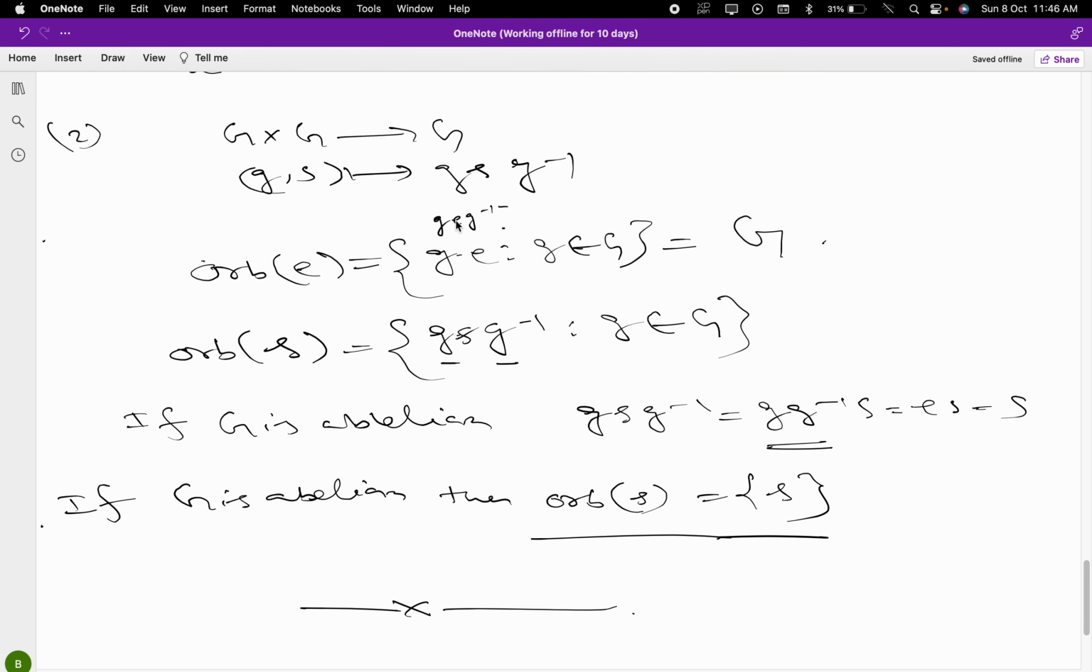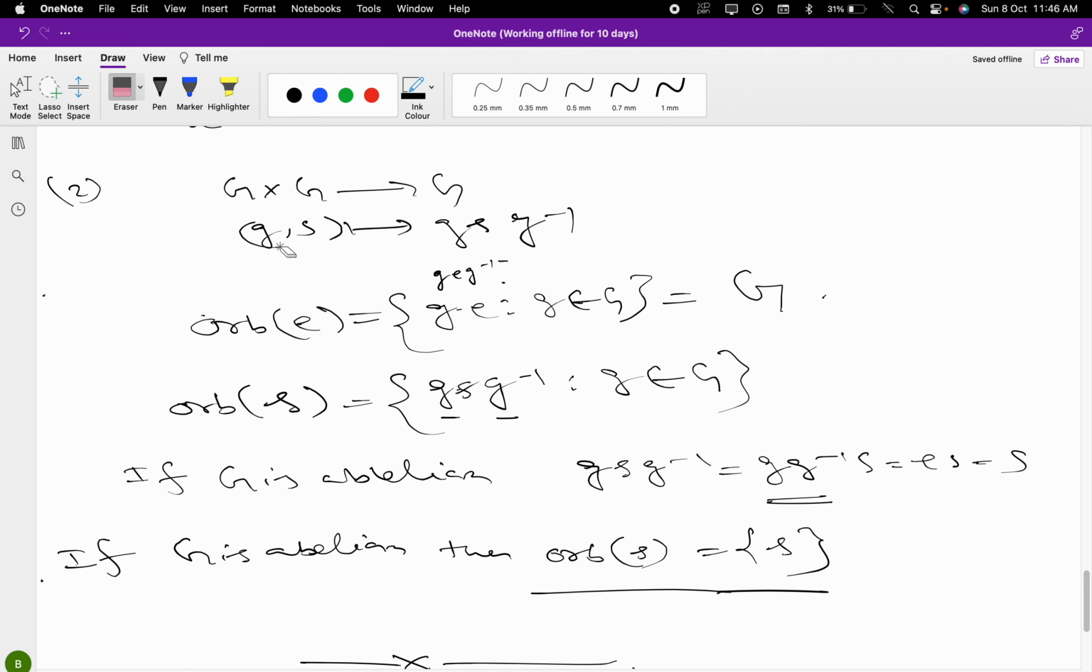The orbit of any element e, right? g e g inverse. Wait. g e g inverse. So it will only give us the identity, right? Sorry. Yeah, I made a mistake.